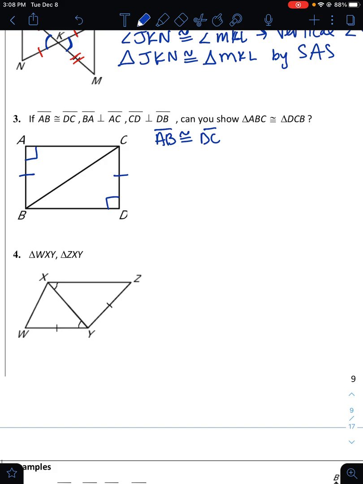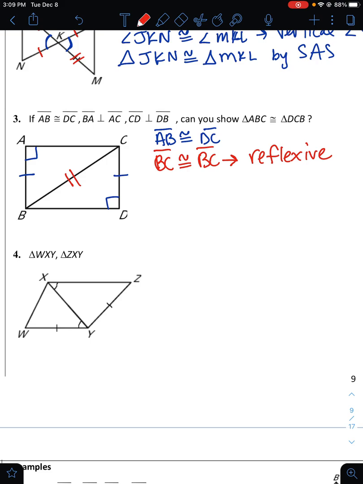Okay, let's come back to A and D. I have a reflexive. I'm going to mark BC. So BC is in both triangles. So I'm going to write that down. BC is congruent to BC, and that is reflexive. Okay, I have HL right here. I have hypotenuse leg. Now, the reflexive is the hypotenuse, and then AB and CD is the corresponding leg.